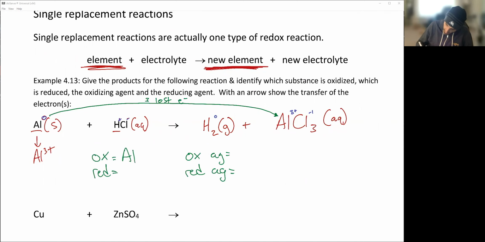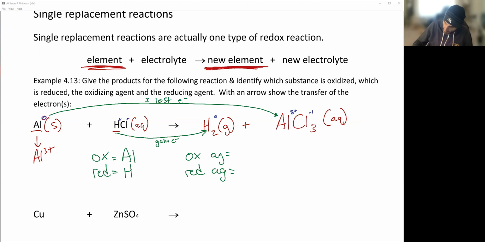Let's take a look at what we've got left. Hydrogen, we know, is the one that exchanged. Hydrogen goes from +1 to 0, so it has gained an electron. And if it gains an electron, that means that hydrogen itself is reduced.